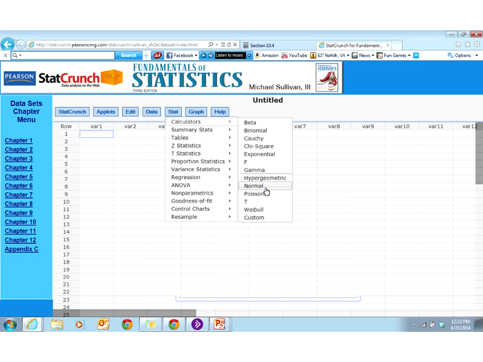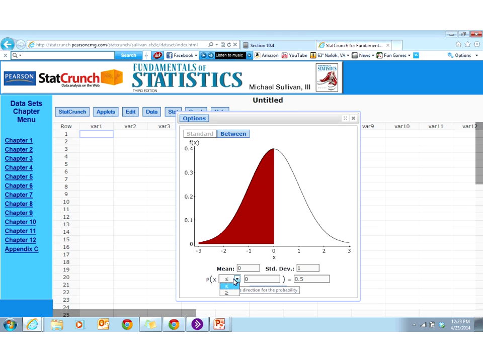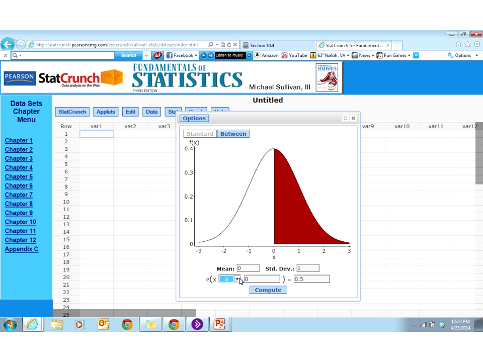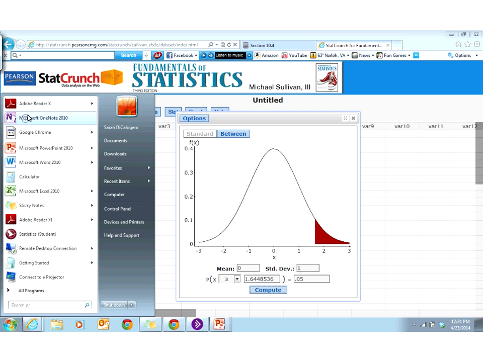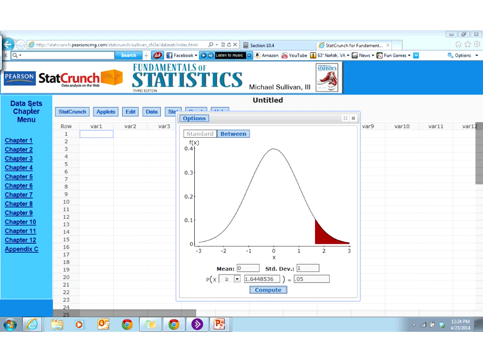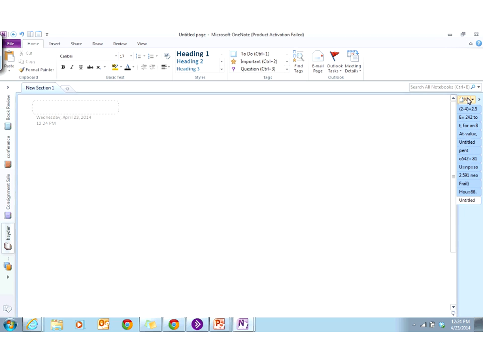Stat, calculators, normal, right tail test, and it's 0.05. Compute, I think it's the 1.645. So in this classical approach, if I can draw... that's lovely. Nothing's working correctly on my computer. Oh, it's thinking. You going to open anything up for me? There we go. All right, so let's see what we have.